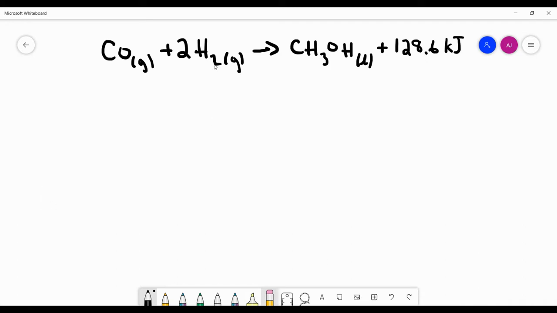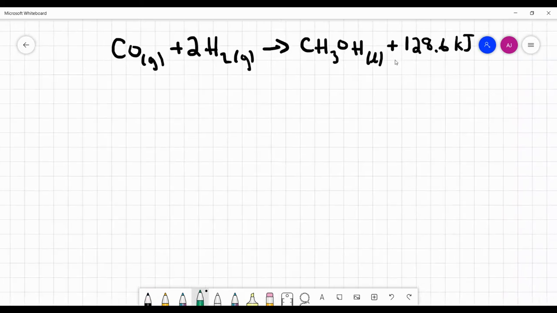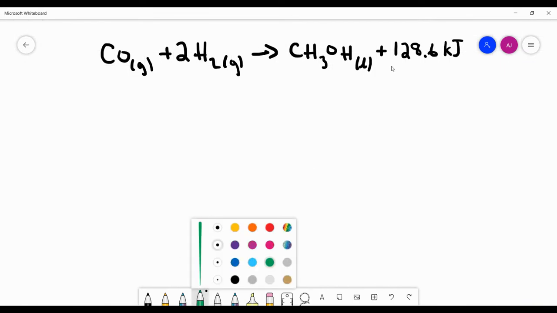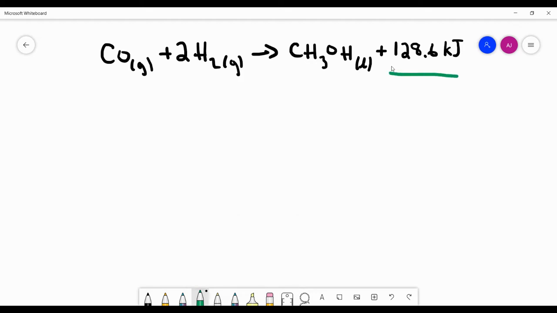well. Here I have a reaction: carbon monoxide reacting with hydrogen to produce methanol, CH3OH. A few questions about this as well. Here I have the heat term written on the product side. And so what does that mean? That means that heat is being released.